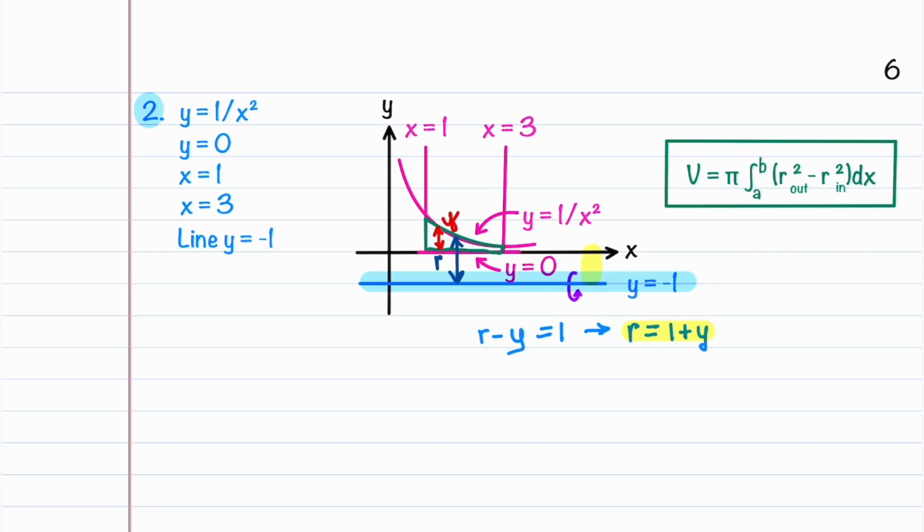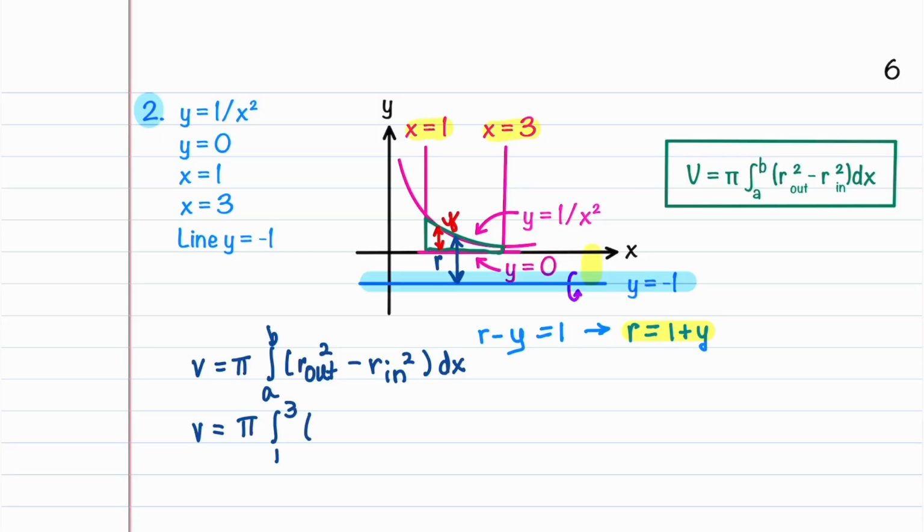For this problem, we don't need to find our limits of integration because they're given by our two lines, x is equal to 1 and x is equal to 3. We can go ahead and write down our formula. Our volume is equal to pi times the integral from a to b, our outer radius squared minus our inner radius squared. We're rotating about a line that is parallel to the x-axis, so we have limits of integration in terms of x. Let's now put in what our limits are. We are going from 1 to 3.